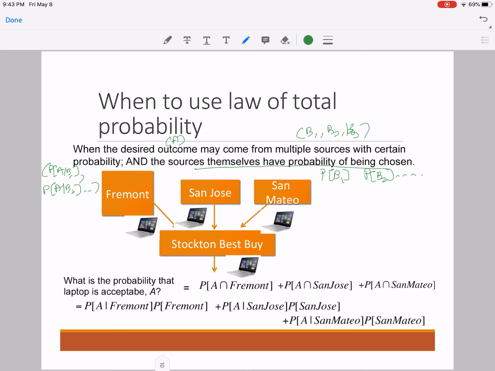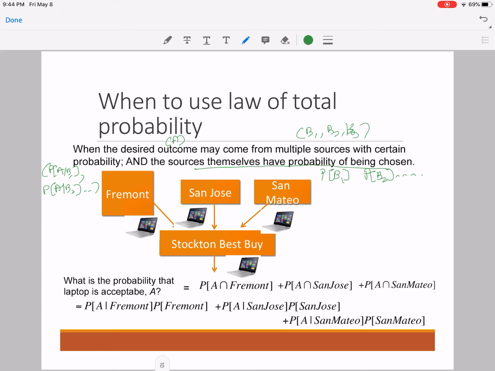So if I were to pick a laptop from Stockton's Best Buy, there's going to be a certain probability that it may have come from Fremont. Similarly, it's going to have a certain probability that it may have come from San Jose or San Mateo. Further assume that this laptop may be either good or bad from these different warehouses. Specifically, let's say that Fremont supplies a certain fraction of laptops which are considered good or acceptable. San Jose sends a certain amount of laptops that are considered acceptable, and similarly San Mateo sends a certain fraction of laptops which are considered acceptable.